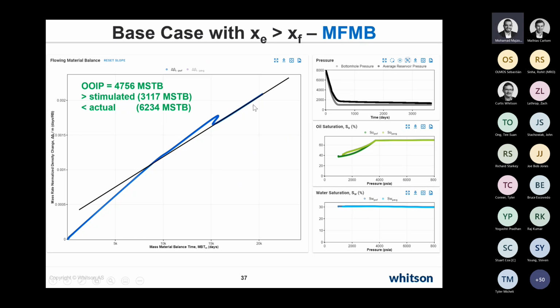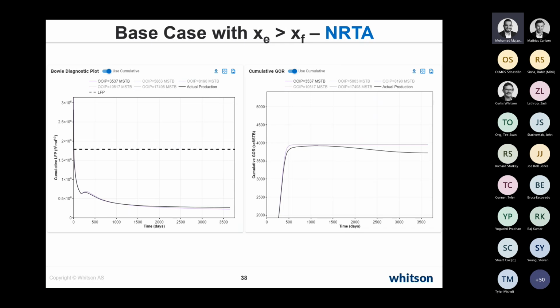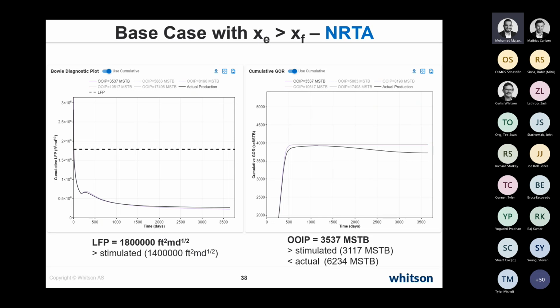Okay, that's what you will see here. So it's still not all the volume is boundary dominated, but since there's so much contribution from the non-stimulated rock, then you end up with a higher OIP than the stimulated one. And when it comes to the numerical RTA, then we get something like what's shown on the screen, and the LFP is also higher than the stimulated LFP, and the OIP is higher than the stimulated but less than the actual.